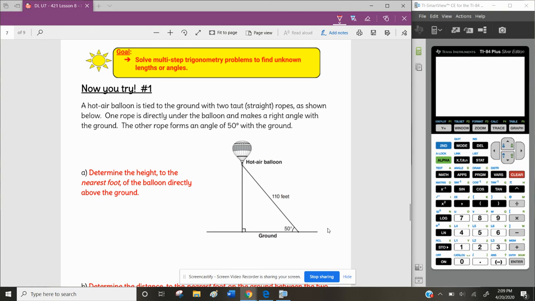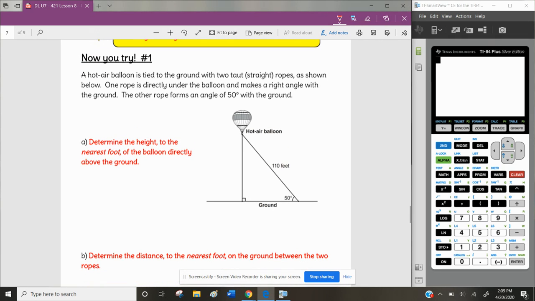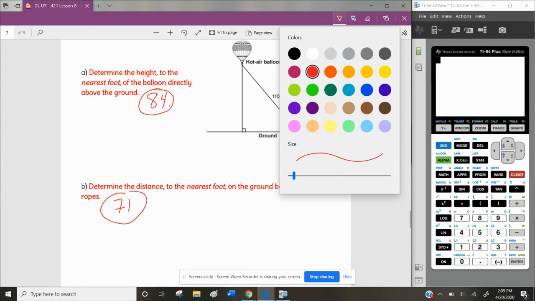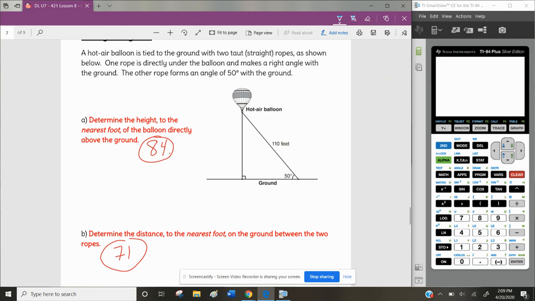So take a moment to read the Now You Try question number 1, see if you can do it on your own, and then press play when you're ready to view the solution. So for number 1, part A, you should get 84.84 to the nearest foot. And then for the bottom part, you should get 71 for the nearest foot. So now let's go over those solutions on how we got those specific answers.